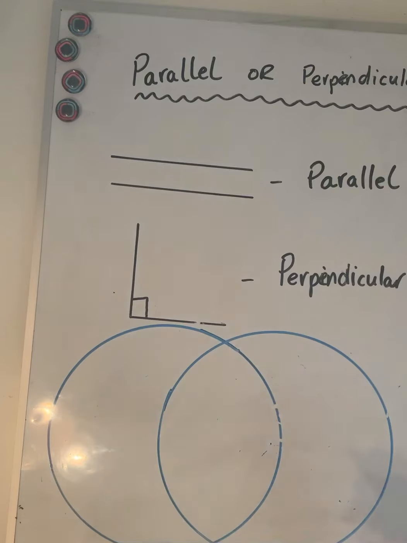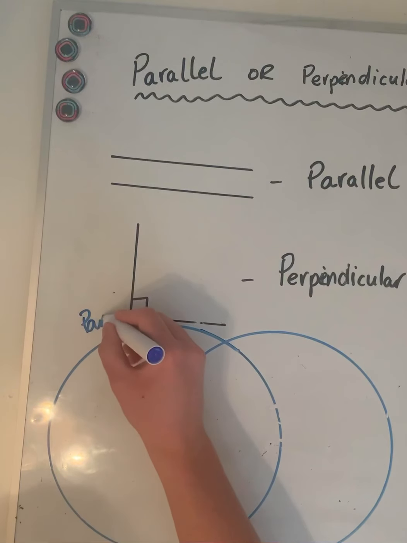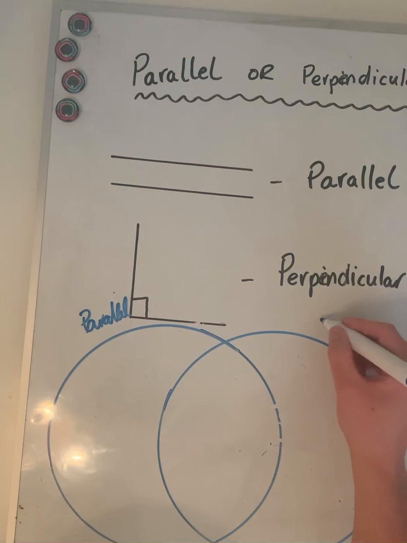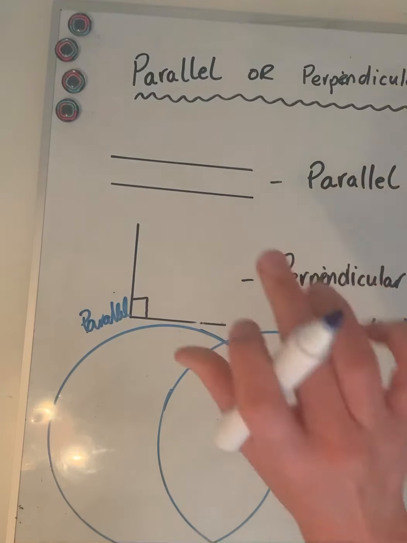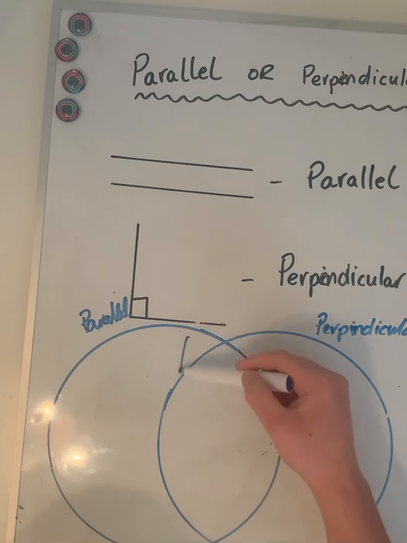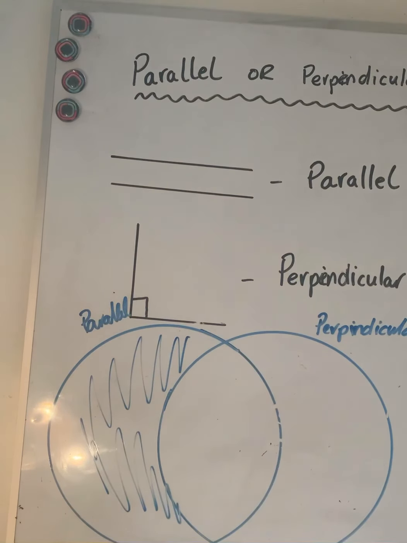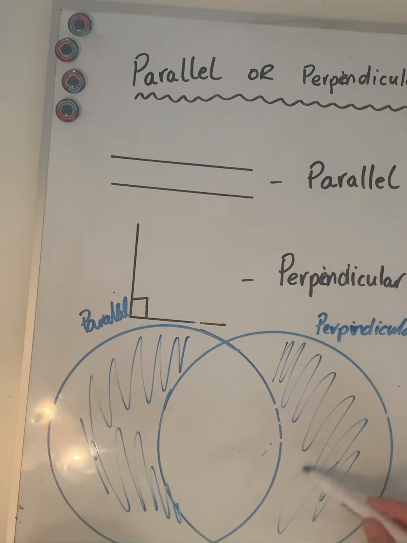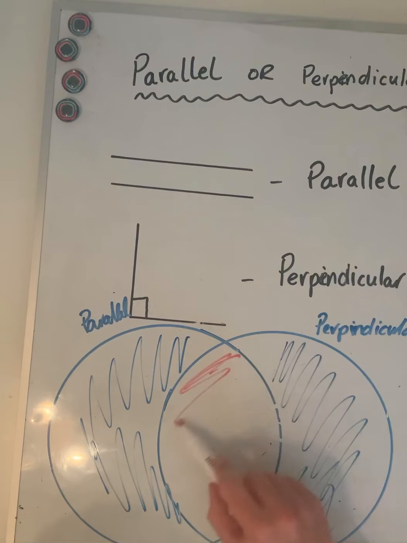So just now on the left hand side it says parallel, on the right hand side it says perpendicular. You're going to need to look at all the shapes above and decide, right, if there's a shape that's only got parallel lines, you can put it in this area here. If it's a shape that's only got perpendicular lines, there's no parallel lines, you can put it in here. And if you've got a shape that's got perpendicular and parallel lines, then you can put it in this bit in the middle, in here.